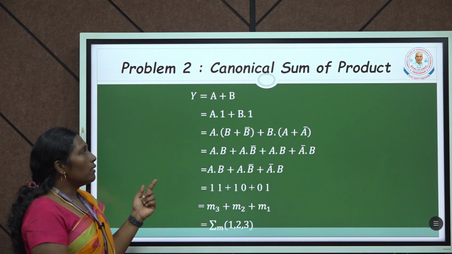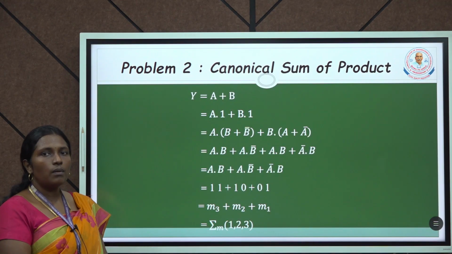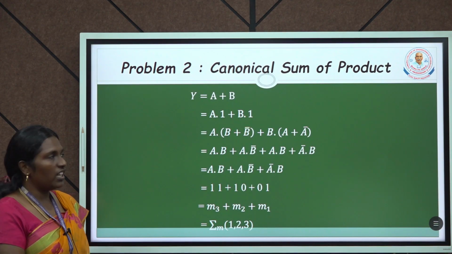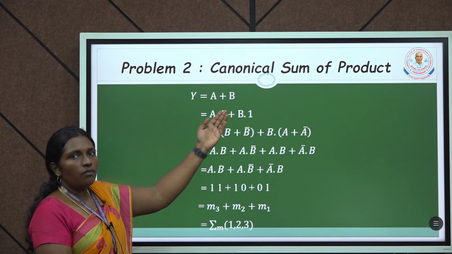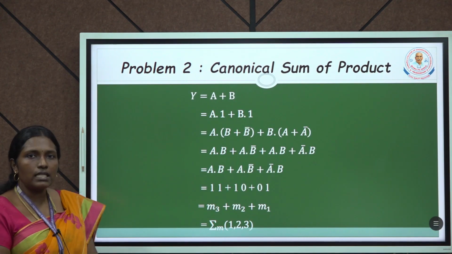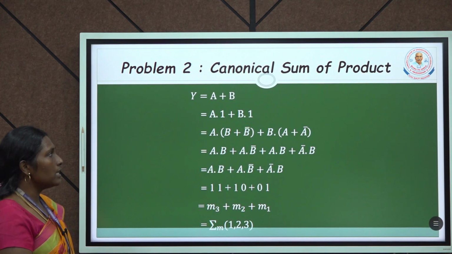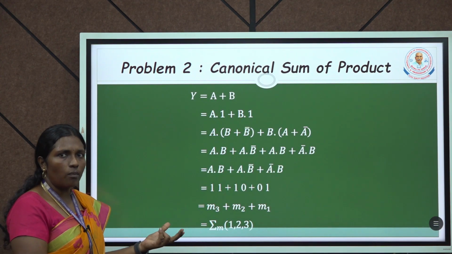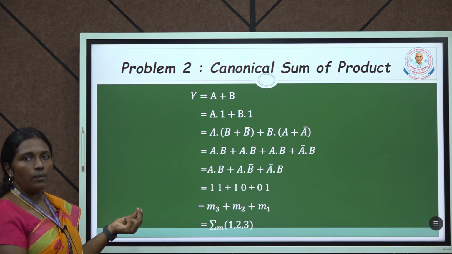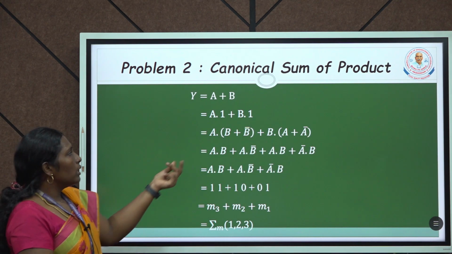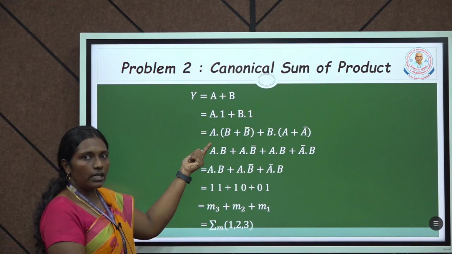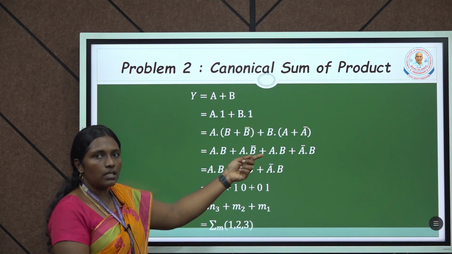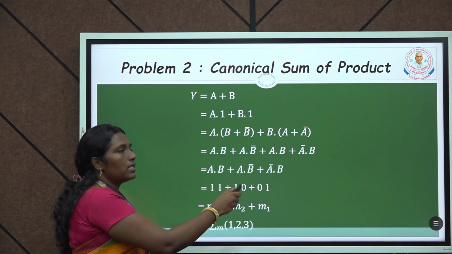Here, the first step is to analyze the missing variables in each term. In this particular term we are missing the B variable. In this particular term we are missing the A variable. The next step is we will be writing it in complemented form by ORing. We OR the complemented form of the missing variable, then we will be adding it to the terms. Here the B variable is missing, so we will write it as A dot (B plus B bar). In the next term the A variable is missing, so we will write it as (A plus A bar).